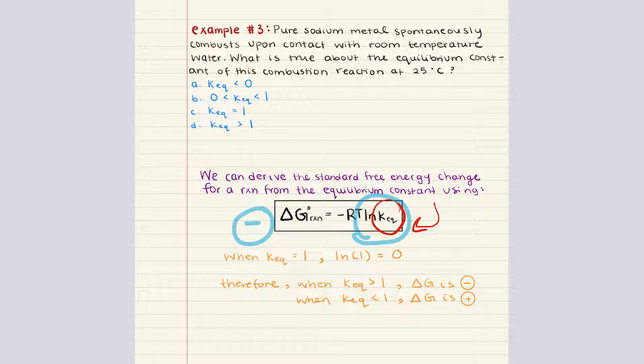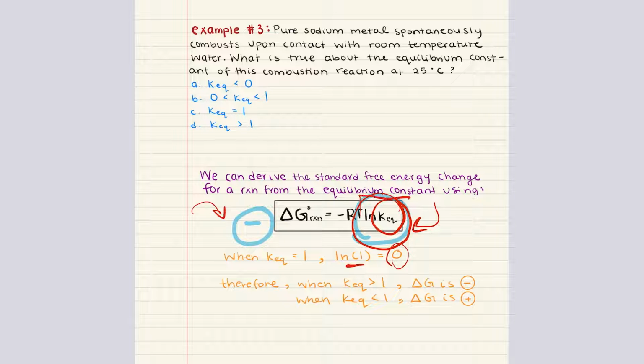Now we're given that this reaction is spontaneous, so we know that delta G has to be negative. And again, in order for delta G to be negative, this natural log value of the equilibrium constant has to be a positive value. How do we ensure that the natural logarithm of the equilibrium constant is a positive value? What is the condition? Well, let's start off with the basics. Natural logarithm of 1 is going to be 0.